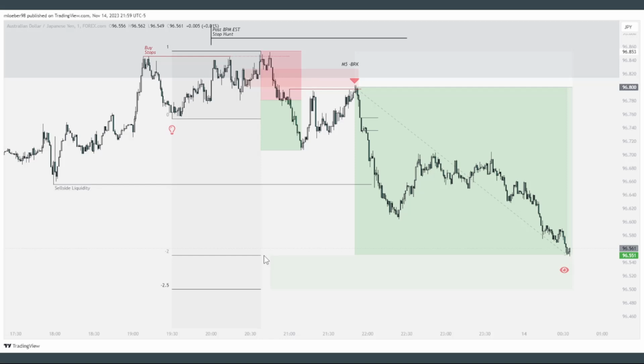It really is a hidden gem. It's slim to no bias on the higher time frame. All you need to be looking for is the M15 stop hunt and then price displacing in the opposing direction and targeting a low-hanging fruit liquidity pool in either buy side or sell side.